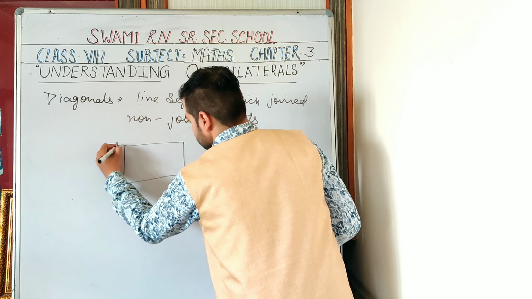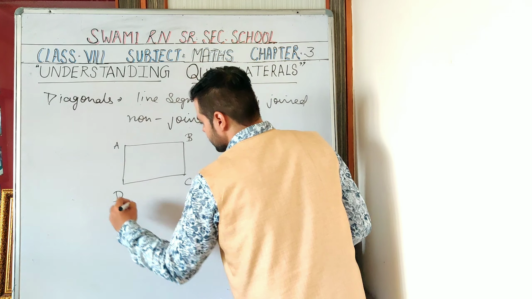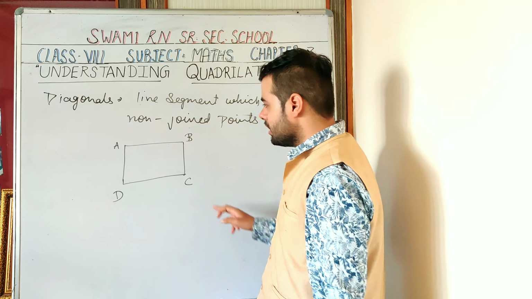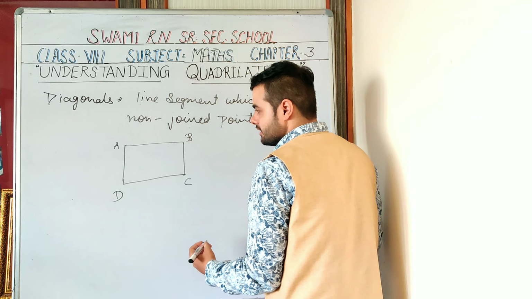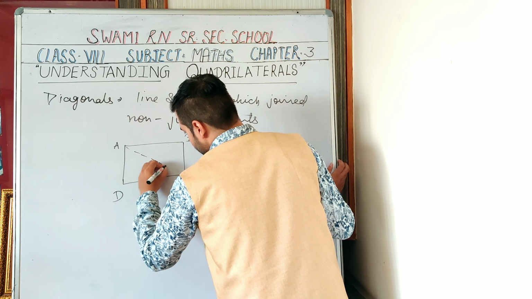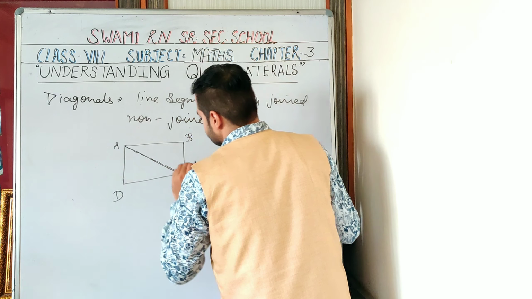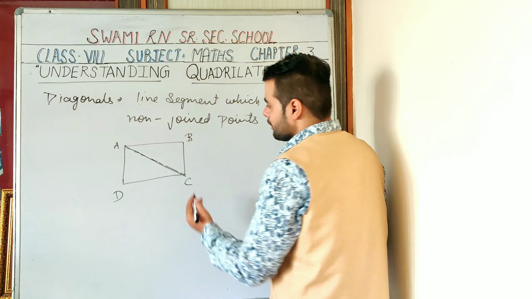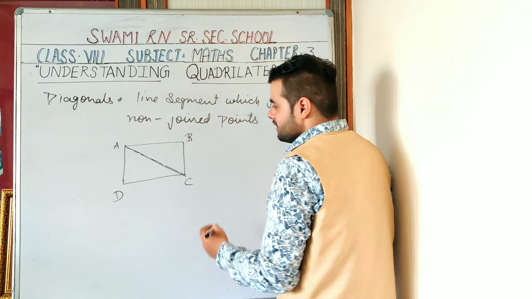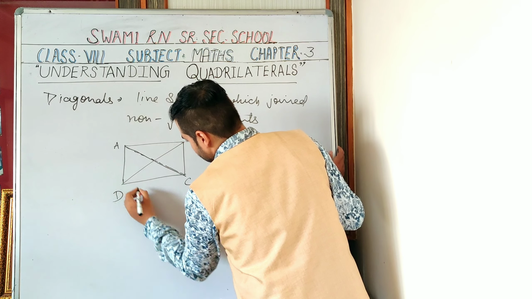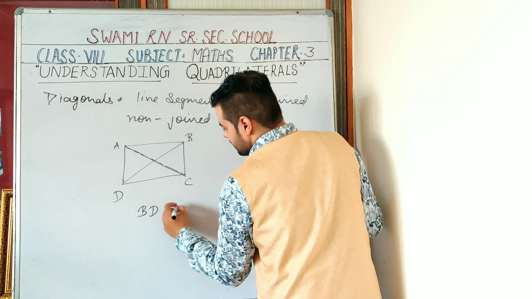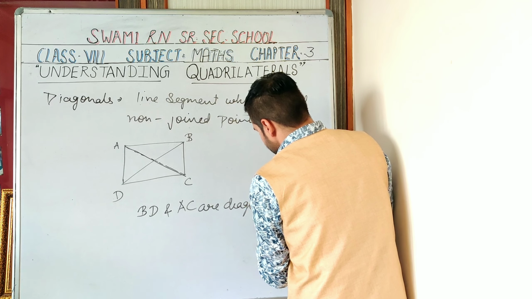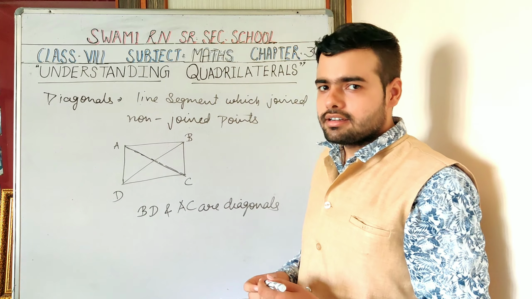Now in this, the vertices are A, B, C and D. A is joined to B and A is joined to D, but A is not joined to C. So when we join A to C, AC is the diagonal. Similarly, from point B, B is joined to A and C, so we will join B to D. So BD and AC are diagonals. Okay students, that is a diagonal.